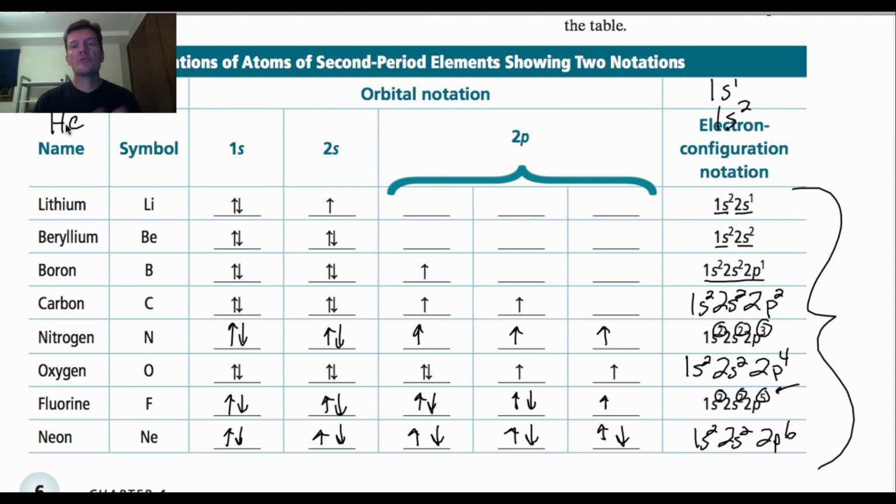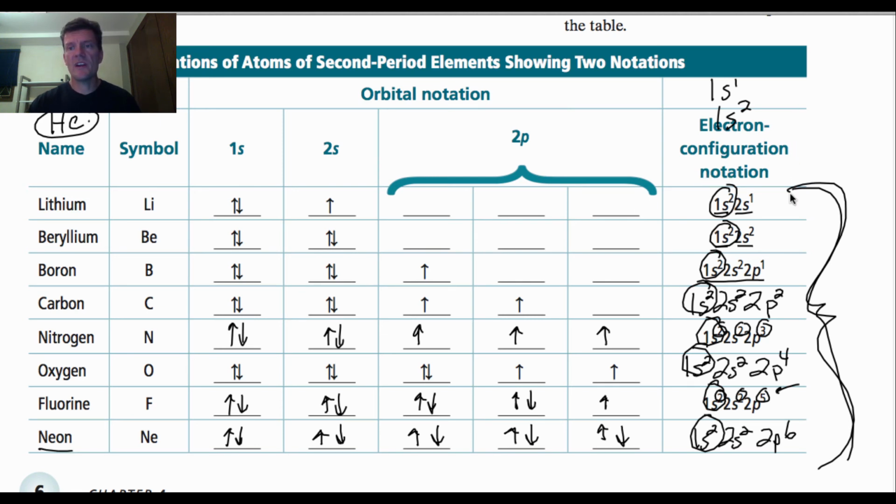So you can only use this shortened abbreviation version with helium or neon or any other noble gas, those are in the last column on the periodic table, to then add on to. Here's what I mean. You'll notice that all of these right here start with 1s2. So I don't need to keep writing that. I know that anything past helium before neon is going to start with 1s2.